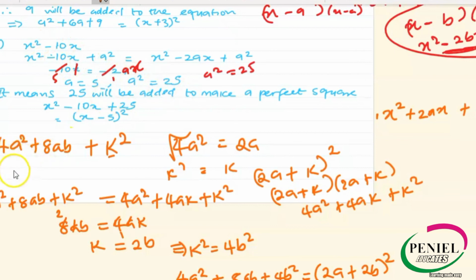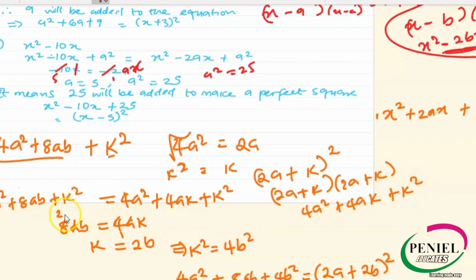So let us quickly look at this certain expression. If we are given this, we have to express that one also. Then what we need to add is just plus k squared to complete the square. Now the square root of 4a squared is 2a, and the square root of k squared is k. So 2a plus k, if you expand it, is going to give you 4a squared plus 4ak plus k squared.